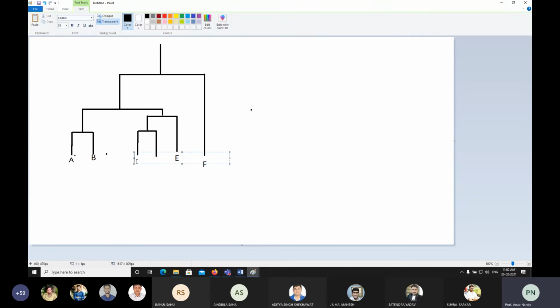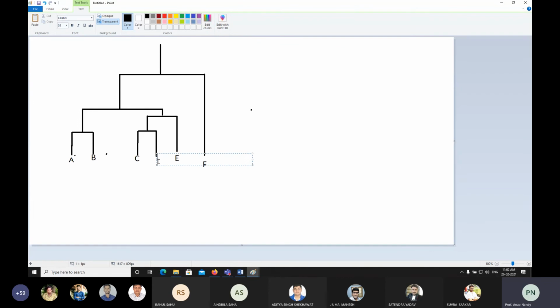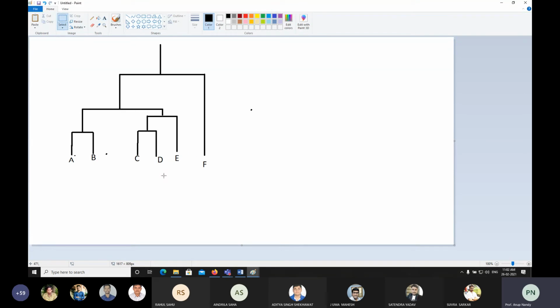So this could be C, and this could be D. Not corrected properly. As you can see, A, B, C, D all are leaves.